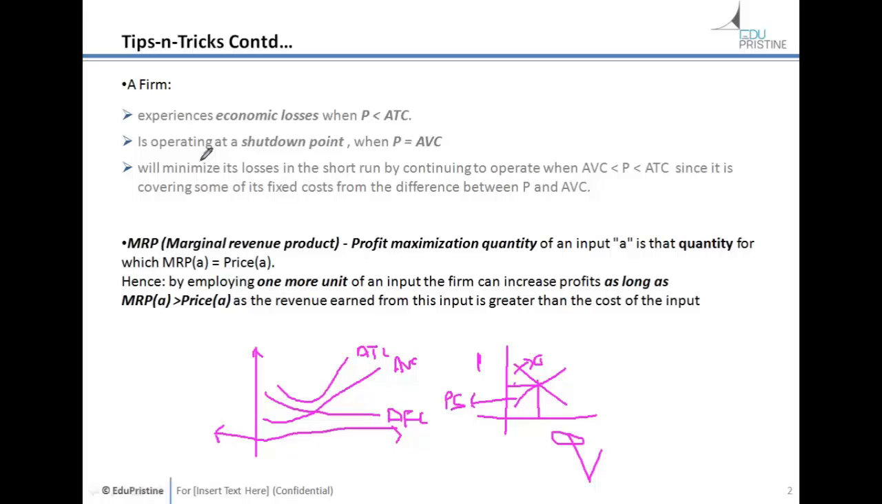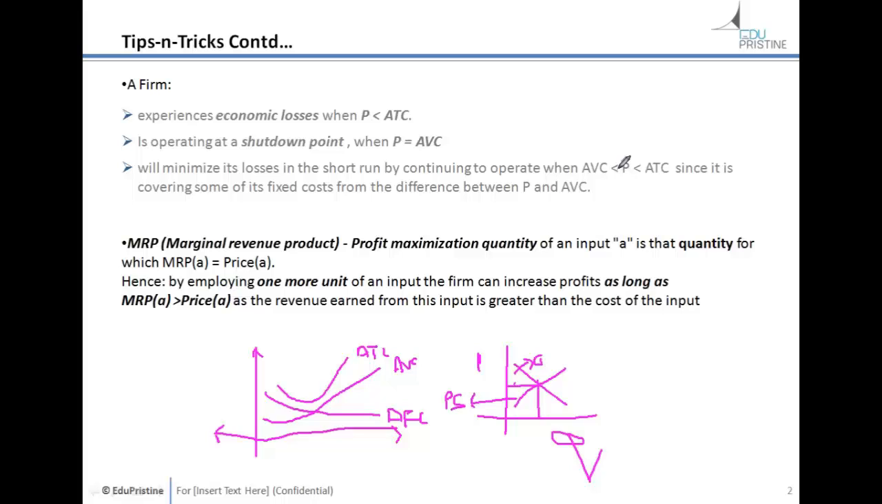So ideally, a firm will typically try to minimize the losses in the short run by operating if the price is greater than the average variable cost. So it knows that it is at least able to recover the average variable cost. If the price is greater than the average variable cost, it is able to marginally recover the average fixed cost, though not completely, because of which it is having some sort of economic loss.